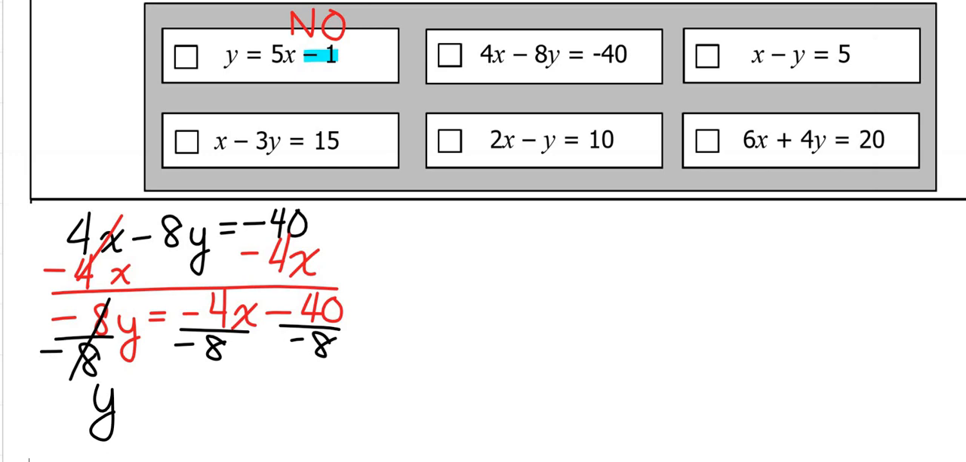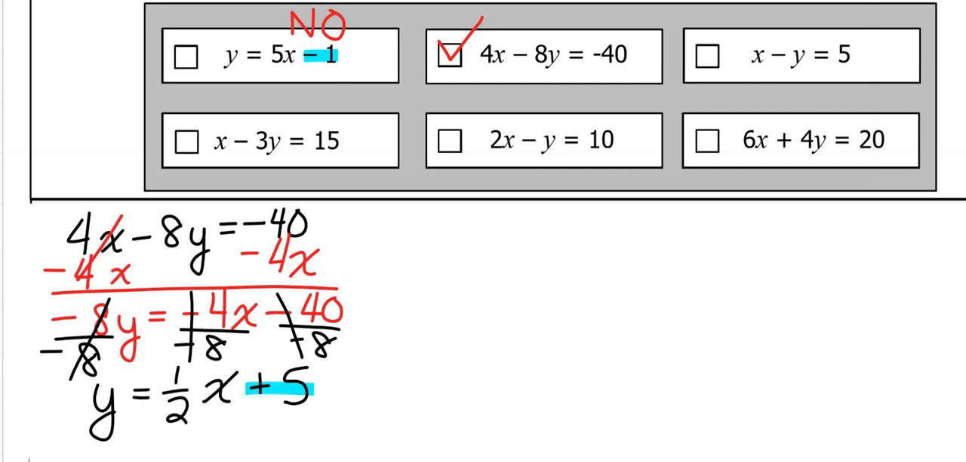And we get y equals, the two negatives cancel, 4 over 8. You can simplify that if you divide top and bottom by 4. You'll simplify that to 1/2 x. -40 divided by -8, again, you get a positive. 40 divided by 8 is 5. So again, you notice this has a y-intercept of a positive 5. That is what I want, so I'm going to check it off. This does have a y-intercept of 5. Let's take a look at the next one.